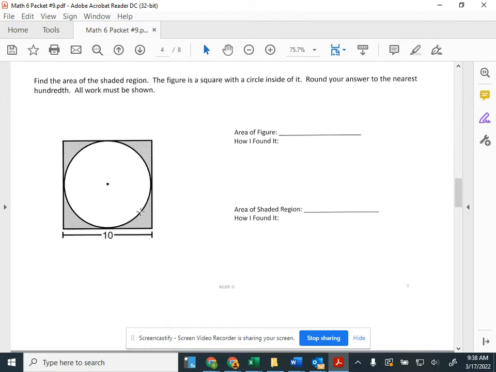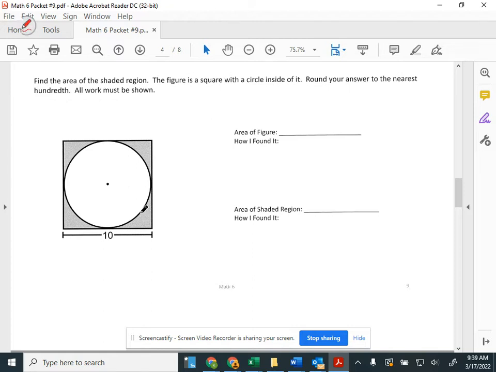Now, find the area of the shaded region. The figure is a square. What do we know about squares? Well, they have all equal sides. We need to round, and then there's a circle that's inside of it. We need to round our answer to the nearest hundredth. So that's the second decimal point, tenths, hundredths. All work must be shown.